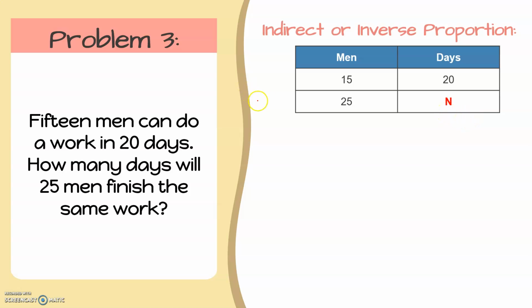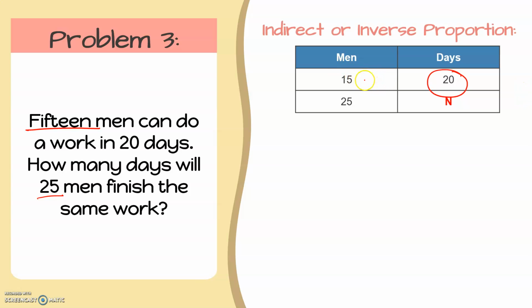Okay, so there is an increase in the number of men from 15 to 25. That means the 20 days will be reduced to, we don't know yet. That's what we will find out. So there is an increase in the number of men, therefore there will be a decrease in the number of days it will take them to finish the same task.